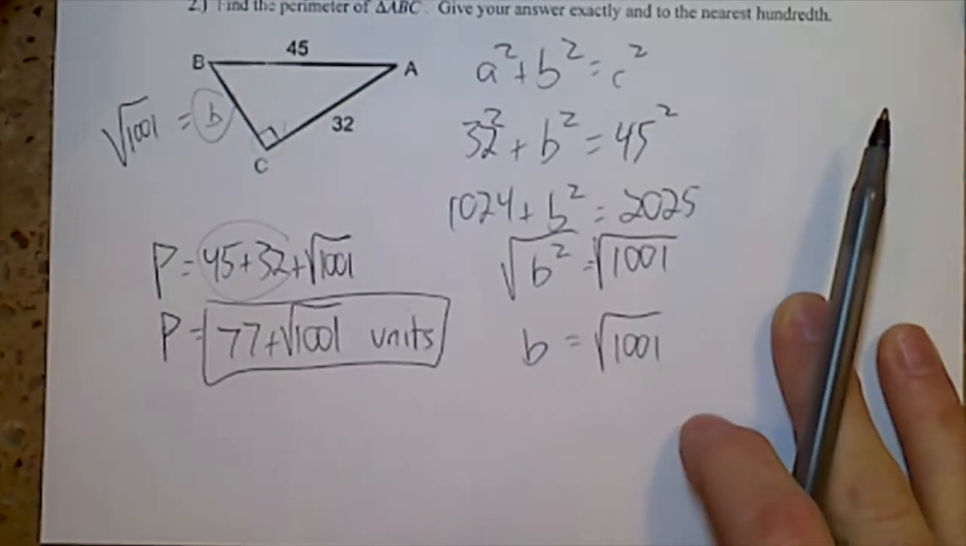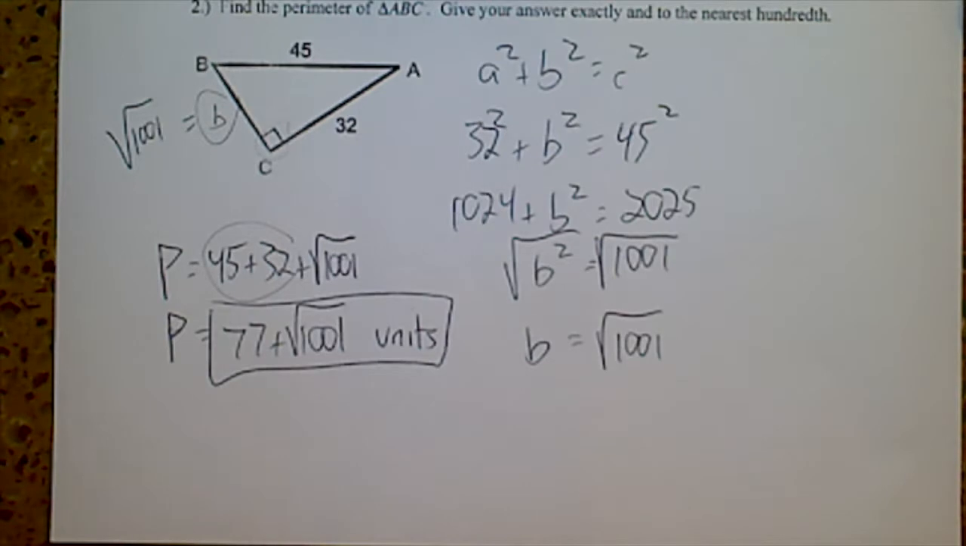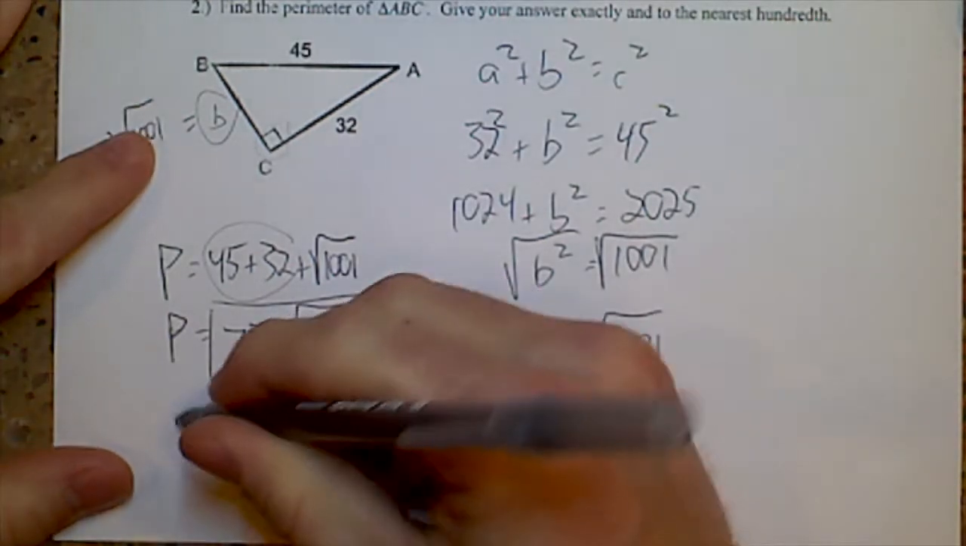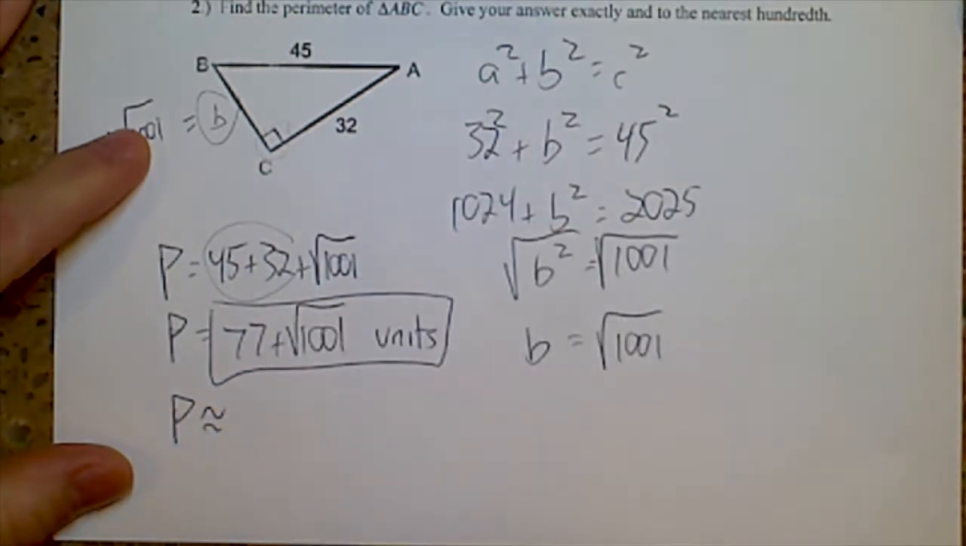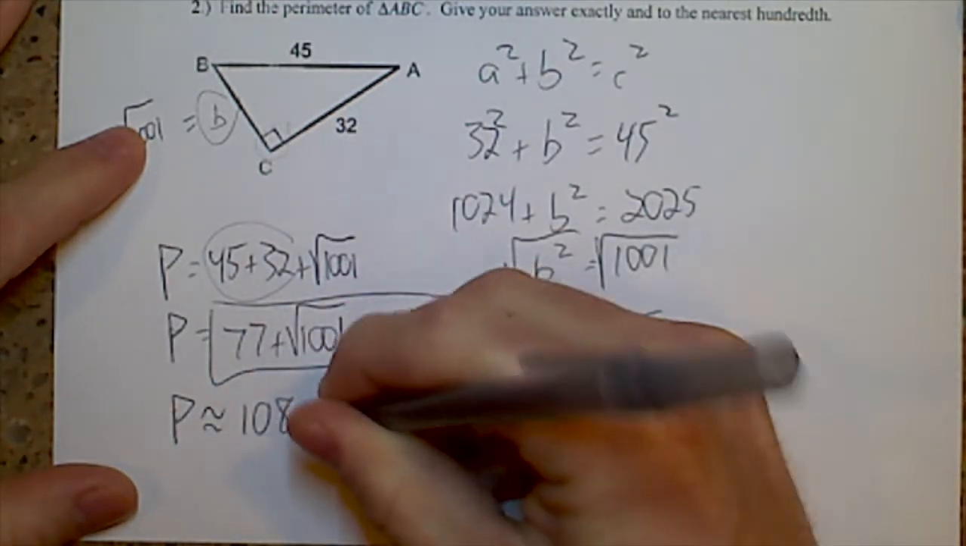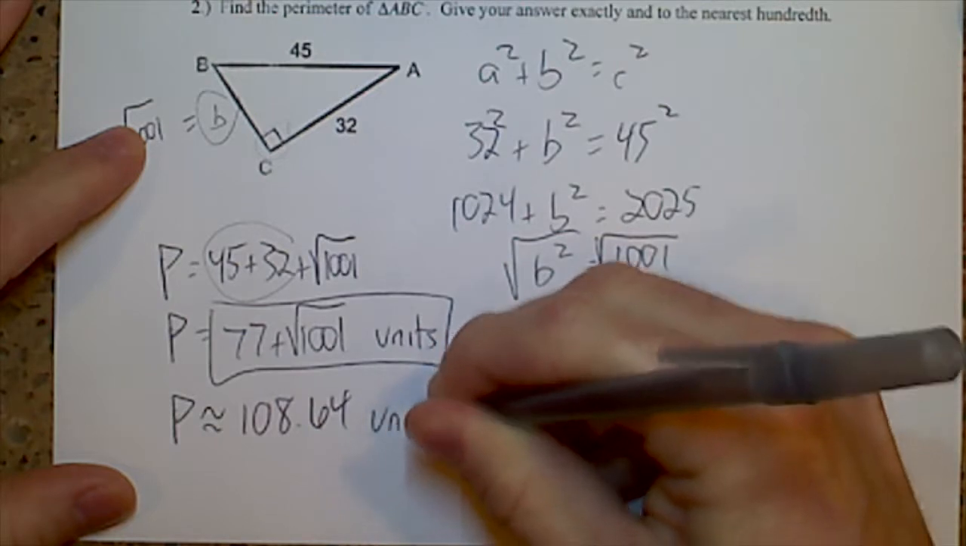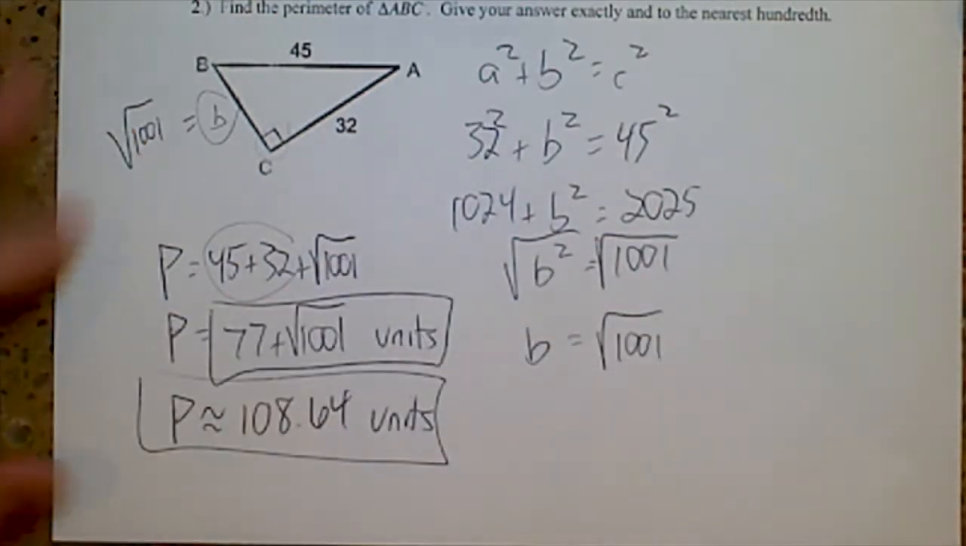If you wanted to round your answers to the nearest hundredth, go ahead and pop the 77 plus the square root of 1001 into your calculator. To the nearest hundredth, it's approximately 108.64 units. Okay.